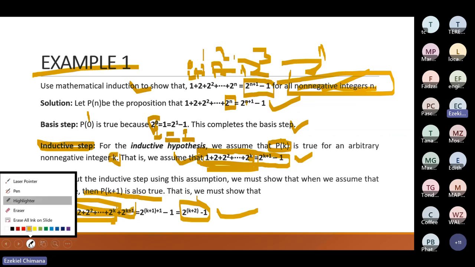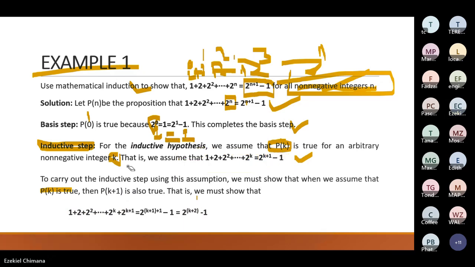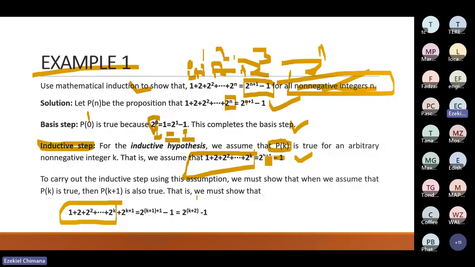Maybe I need to rub. Maybe if I rub here and here, it will be clear that this part we have here is just the same as the part on the inductive hypothesis. So we can take this 2 to the power K plus 1 minus 1 and substitute it here, and we prove that the left-hand side is equal to the right-hand side.